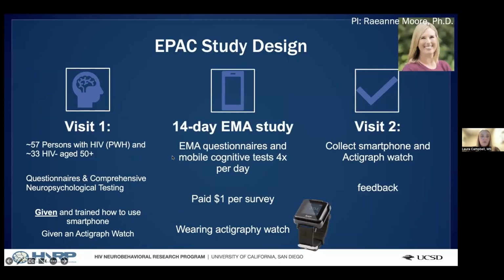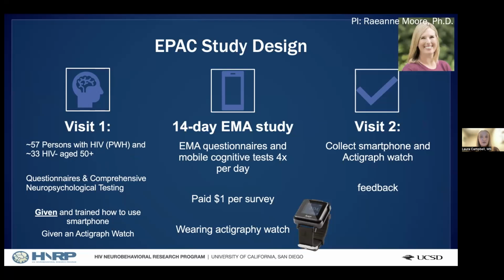I'm going to highlight one study in particular. This was a study by my mentor, Rayanne Moore. It looked at people with and without HIV over the age of 50. They were seen at 3 different visits. At their baseline visit, they received questionnaires and comprehensive neuropsych testing. They were given and trained how to use the smartphone. So for this study, we gave participants smartphone devices, even if they had one.